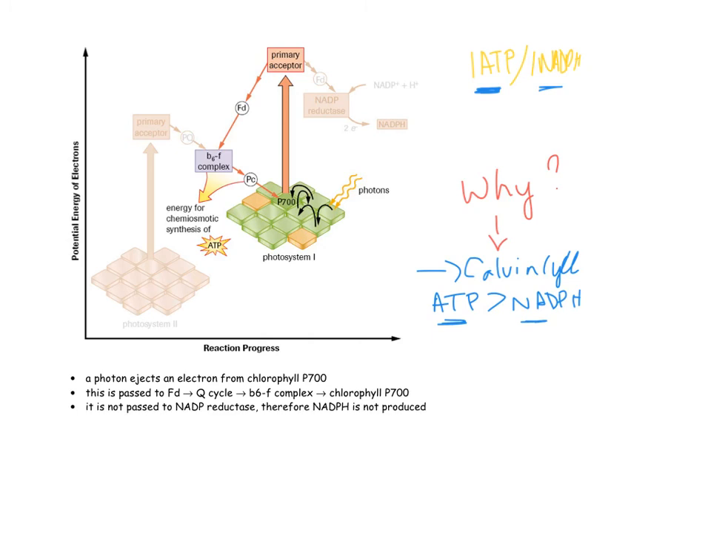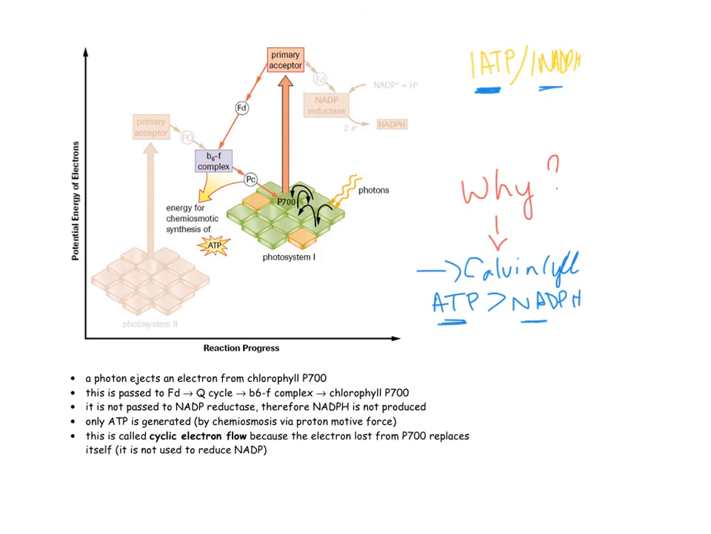Okay, so as a result, we're not going to be producing additional NADPH because the electron never gets transferred to NADP reductase in cyclic electron flow. So no additional NADPH is produced when we don't really need any more. We're going to be pumping extra hydrogen ions back into the lumen and therefore producing ATP by chemiosmosis without producing the additional NADPH.